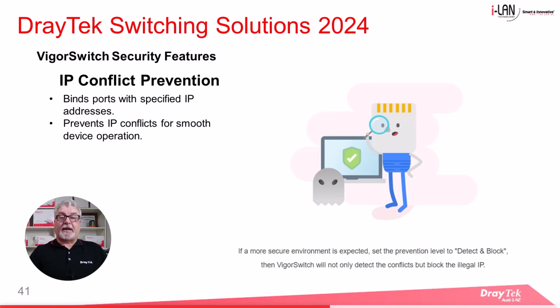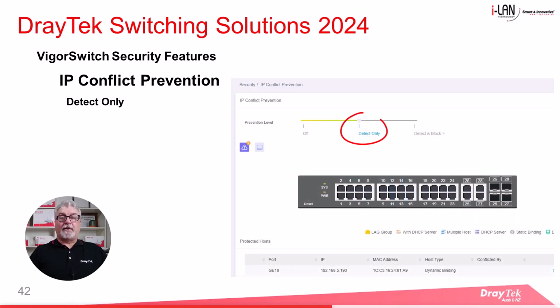Secondly, the switch can take action if a conflict is detected. There are two modes in the prevention level. In detect-only mode on a VigorSwitch, the system identifies the presence of a host but refrains from taking any additional action. This mode serves as a passive monitoring state, allowing the switch to recognize the host without implementing any automatic response or intervention. Alerts can be configured to be sent to a specified email address for a heads up if this ever occurs, so you can then take manual action as necessary.